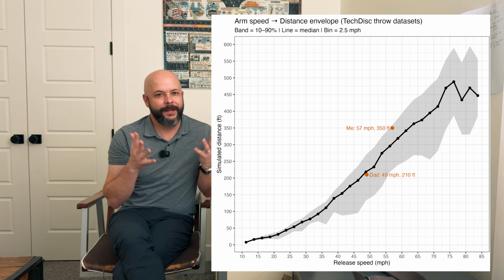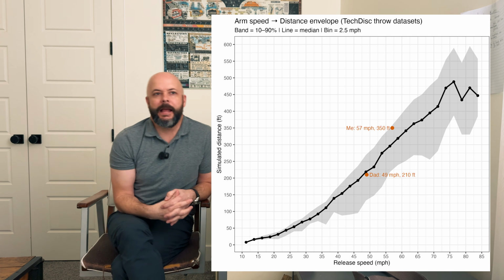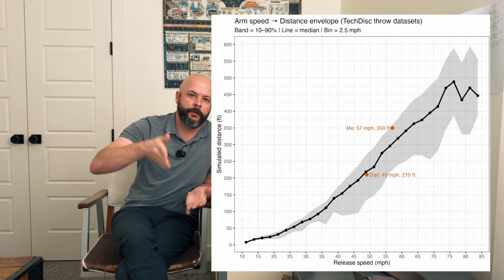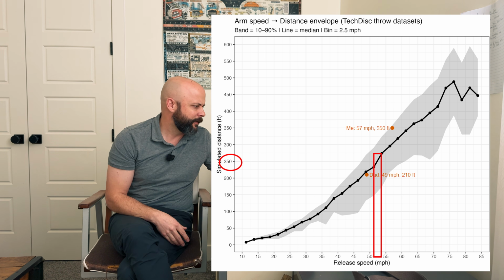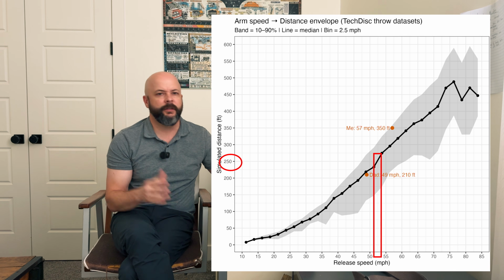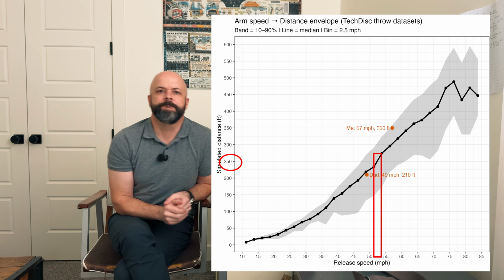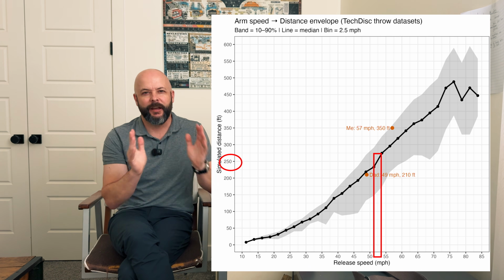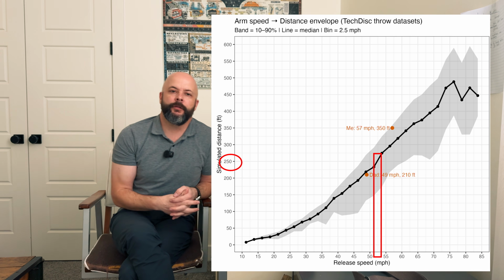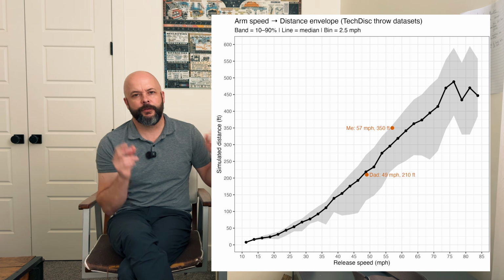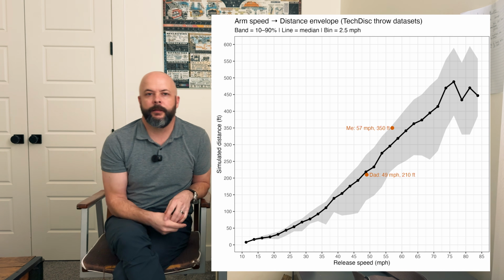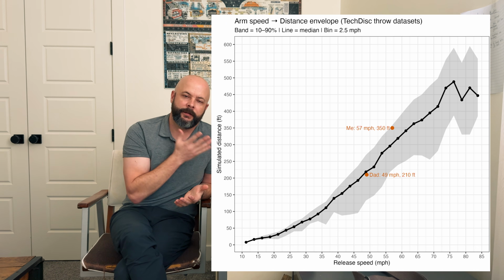So if you don't know your arm speed and you do know your max distance, if you assume you're throwing in the middle of your range, and let's say you're something like 250, then you can use this plot to assume you're around 52, 53 miles per hour. This is, again, not perfect, but it's going to give you an idea of where you stand. All right. So that covers what I'm calling rule one. Distance comes from arm speed, and we can predict it given this Tech Disc plot.